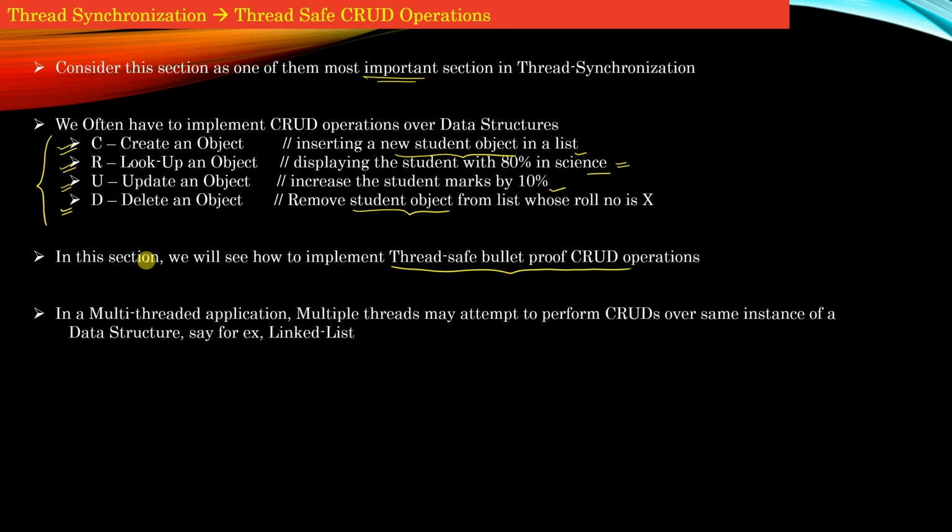Alright, so in a multi-threaded application, multiple threads may attempt to perform CRUDs over the same instance of a data structure. For example, let's say you have a linked list. In this section, we are going to assume that we have a linked list of students. However, the concepts that we are going to learn are applicable to any type of data structure which your application is maintaining, and that data structure is being manipulated or exercised by n number of threads in your application.